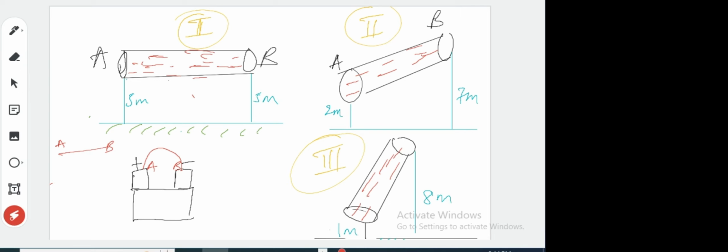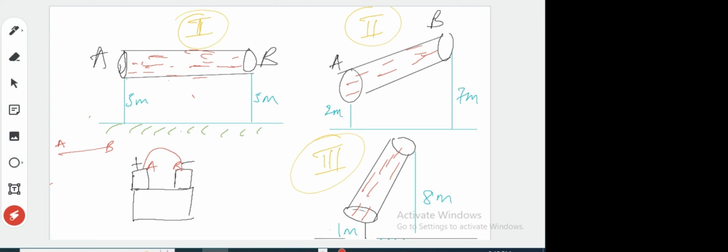So the higher the difference in these two terminals, the more forcefully the electrons can move. So the higher the potential difference, the more current flows. A higher potential difference, like III, produces a greater current, moving electrons, compared to II.